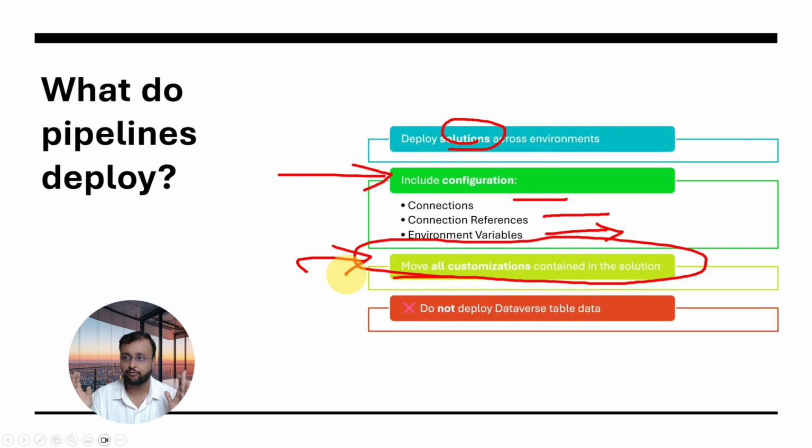But what pipelines actually do, because it's a solution pipeline, is not data migration, right? It's not claiming to be that. So it's not migrating the data or table data. It just moves your packages from one environment to another environment, right? So that is what it does as a part of the deployment pipeline.